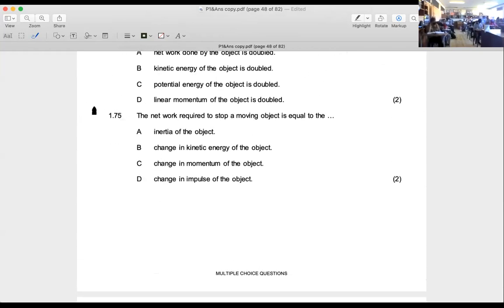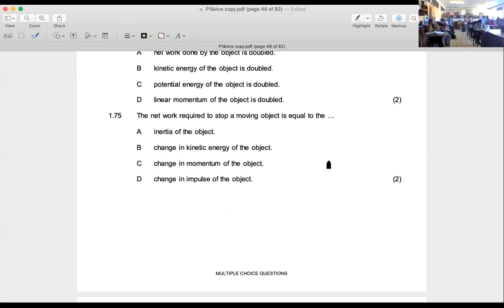Okay, let's just have a look at this one. The net work required to move an object is equal to the... I have a feeling this one's going to get me. Maybe you guys can help me out. Net work to stop a moving object is equal to the inertia of the object, change in kinetic, change in momentum, change in impulse.